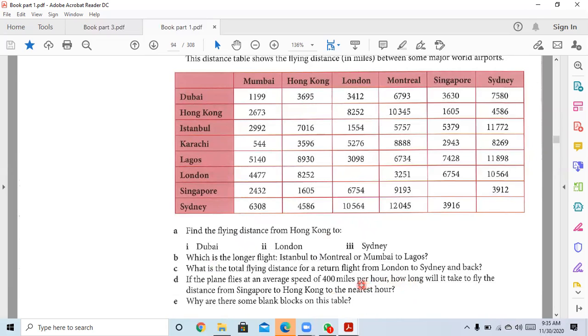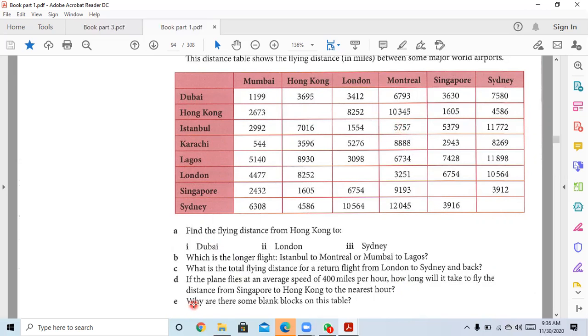Now, which is the longest flight, Istanbul to Montreal or Mumbai to Lagos? Actually, it's Istanbul to Mumbai, because Istanbul to Mumbai is almost 3,000, 2,992. But Istanbul to Montreal is 5,757. And for Mumbai to Lagos, it's 5,100, sorry, 5,700. So 5,700 is bigger than this.